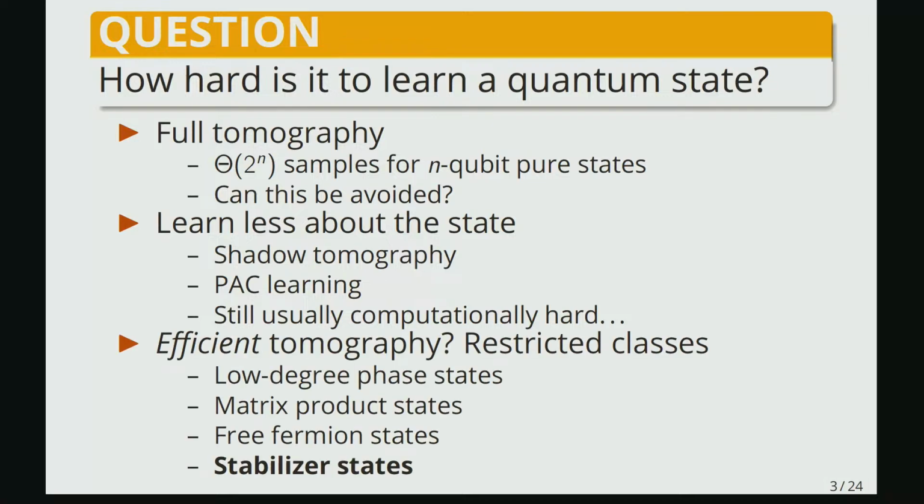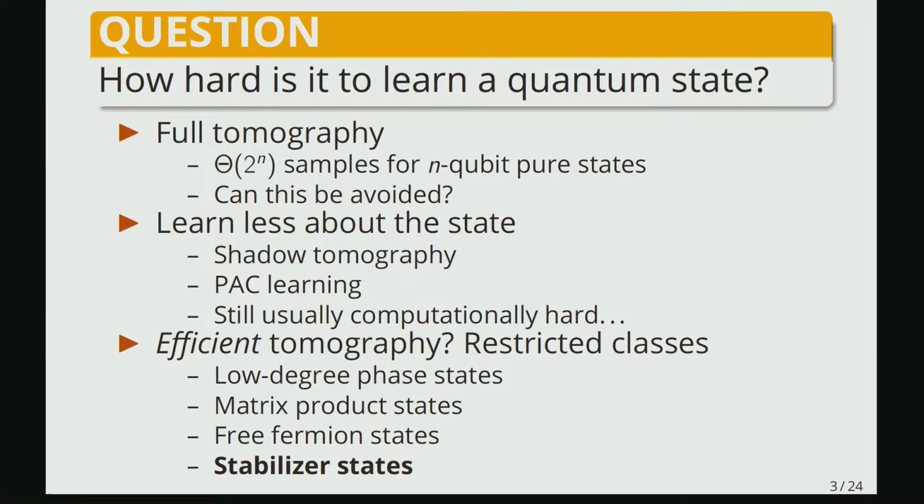And pretty much the only hope that leaves for getting truly efficient quantum learning algorithms is to look at more restricted classes of states. And there have actually been quite a few developments in just the last few years, showing that a wide range of highly non-trivial and expressive classes of quantum states actually admit efficient learning algorithms, including things like low-degree quantum phase states, matrix product states, free fermion states, or what will be the focus of this talk, the set of stabilizer states.